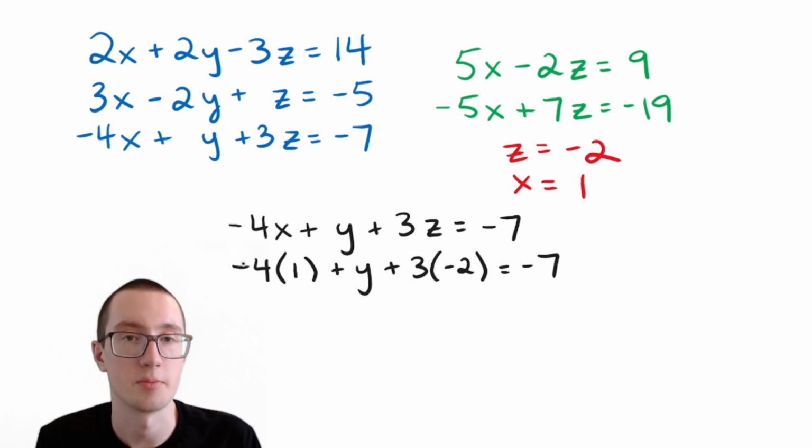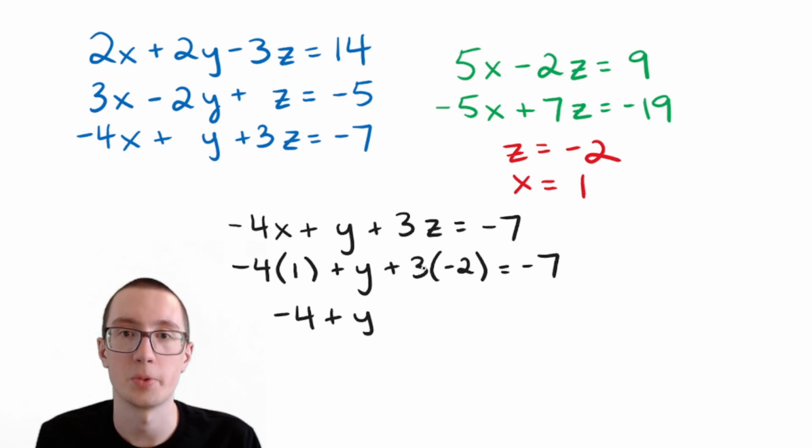So let's go ahead and clean this up. Negative 4 times 1, anything times 1 is itself, so that's negative 4, plus y. And then 3 times negative 2. 3 times 2 is 6, but the minus sign has to stay. So this is going to become minus 6. And then that's equal to negative 7 still.